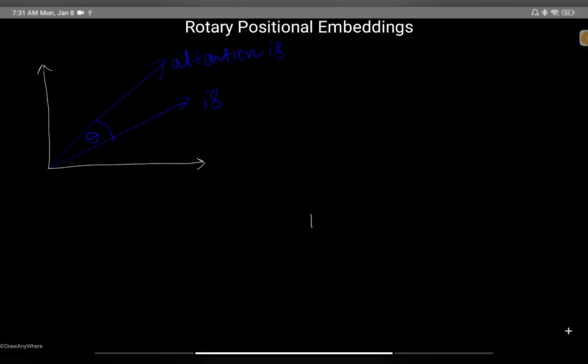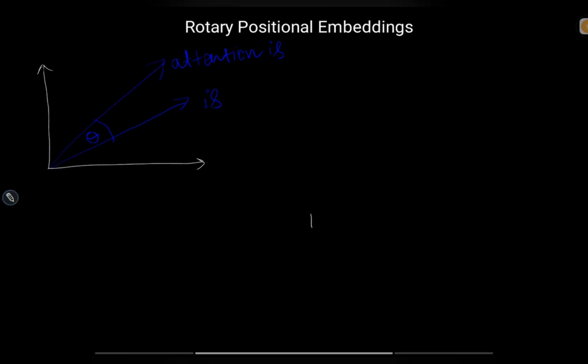Now, if the first token in the input sequence is represented by this vector, and the second token comes in, so the first token is "attention" and the second token is "is", then "is" will be rotated by an angle theta, and we get this new representation of "is". Now if "is" becomes the mth position in the input sequence, it will be rotated by an angle of m theta. This is the representation of rotary positional encoding, which is more or less similar to absolute positional encoding.